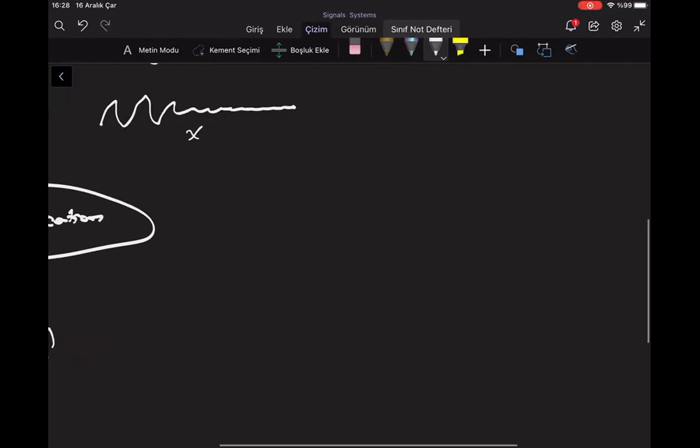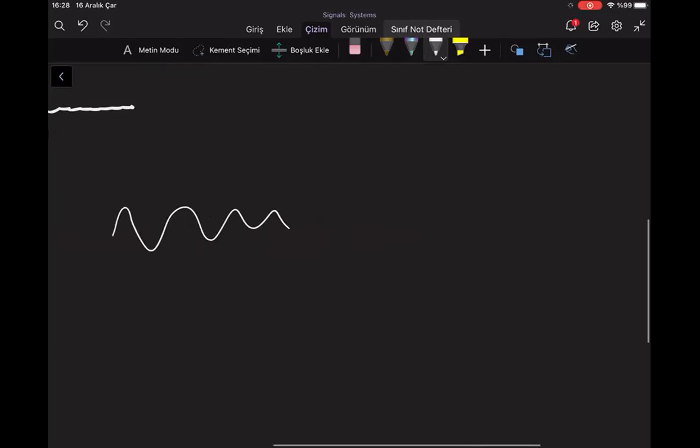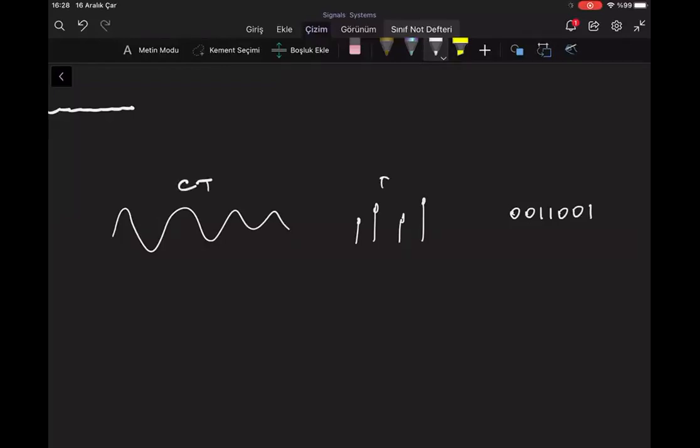Look friends, let me show you something. Continuous, discrete, continuous time, discrete time, digital. Okay, they are three different things. Or the digital doesn't mean discrete.